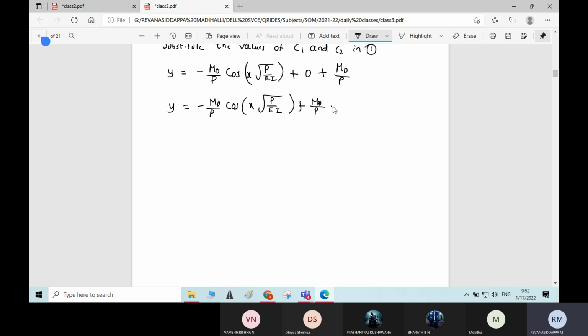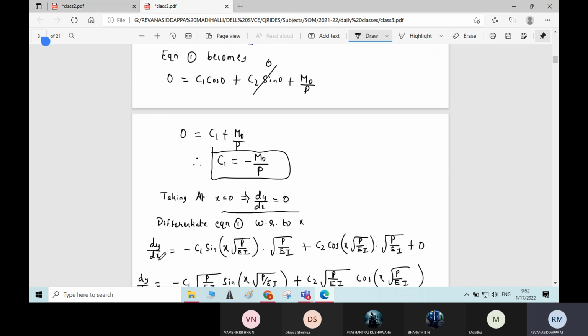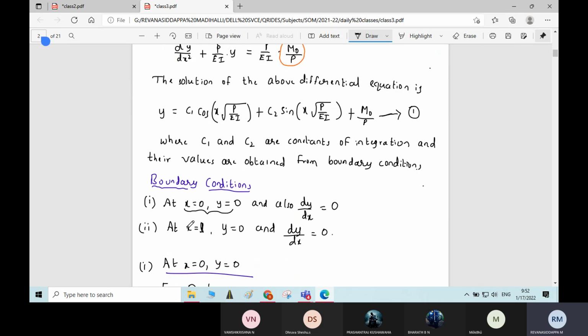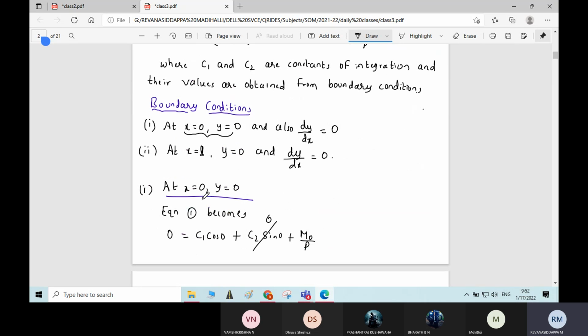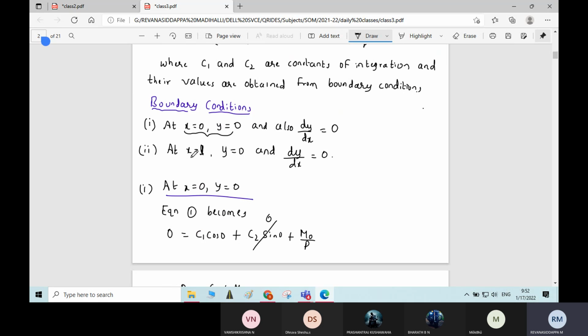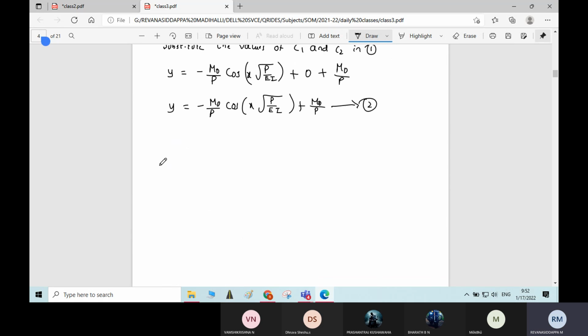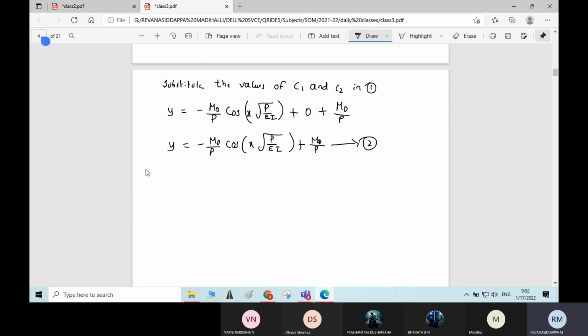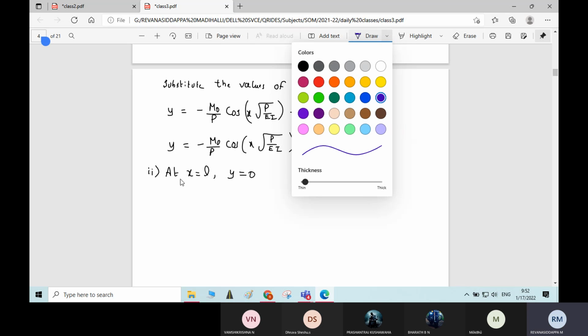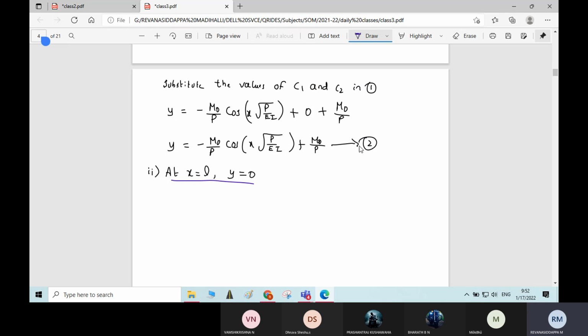You call this equation as equation number 2. Now first boundary condition is over. Now we will take the second boundary condition, that is at x equal to L, y equal to 0. This is the second boundary condition. We will apply this second boundary condition for this equation 2.